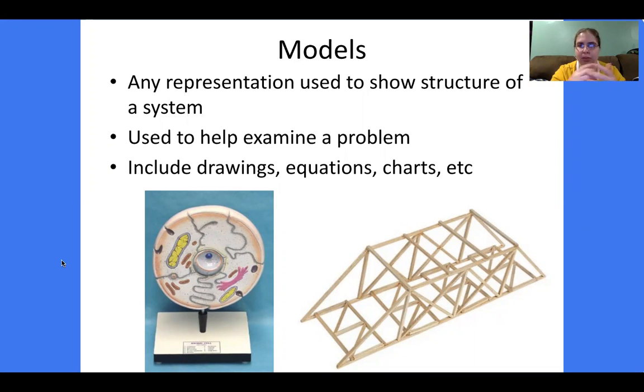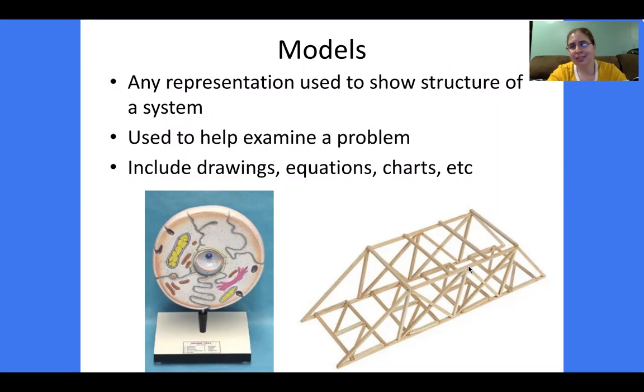A lot of times when we talk about models, kids picture the ones that are pictured down here. Like that's a cell and that's a bridge. We can tell that by looking at it, we can understand what's going on. But that's not all they are. Any kind of drawing that helps you to understand a concept, any type of chart or graph that helps you to understand a concept, any type of computer simulation, or even, yes, equations that help you to understand a system or a concept. Those are all models.